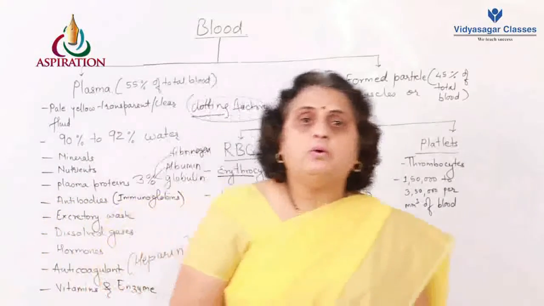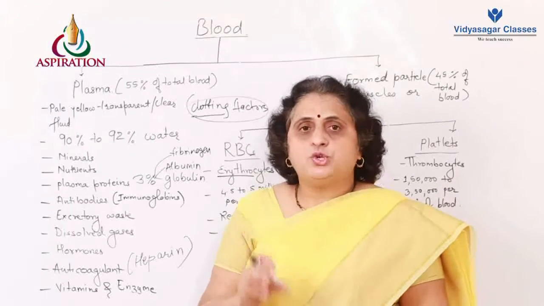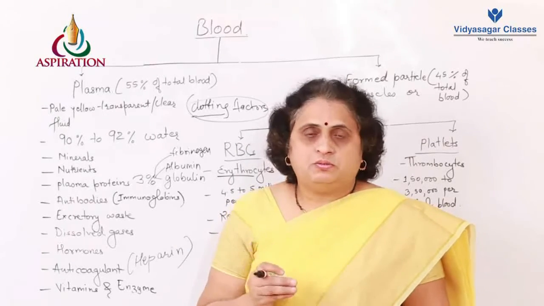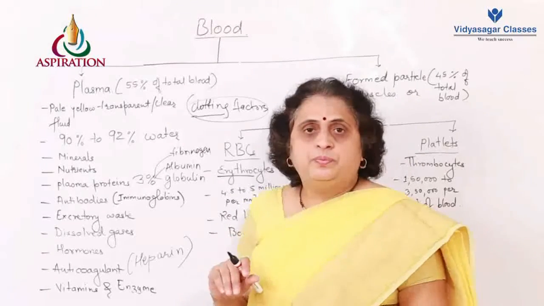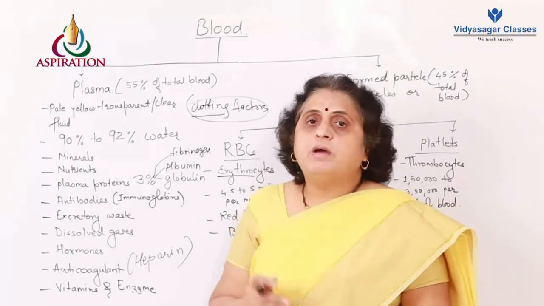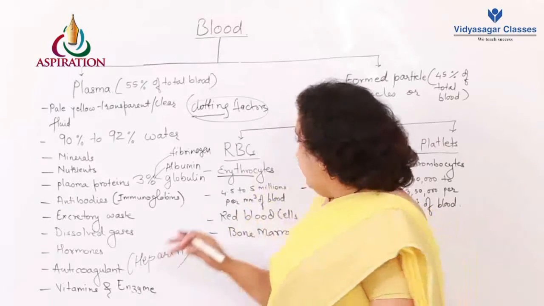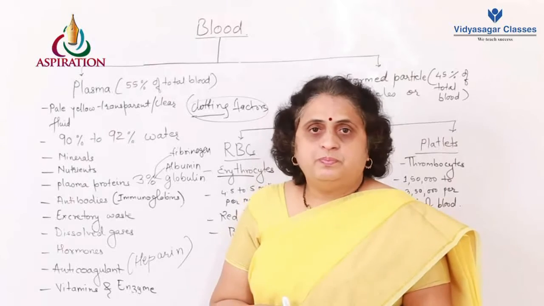What is bone marrow? It is a marrow tissue which is present in the cavity of the long bones, and therefore it is called bone marrow. There are two types of bone marrow, red bone marrow and yellow bone marrow. RBCs are generally produced by red bone marrow.